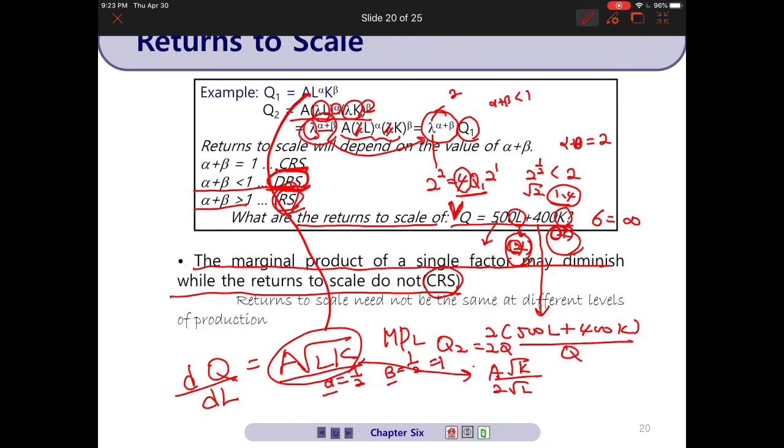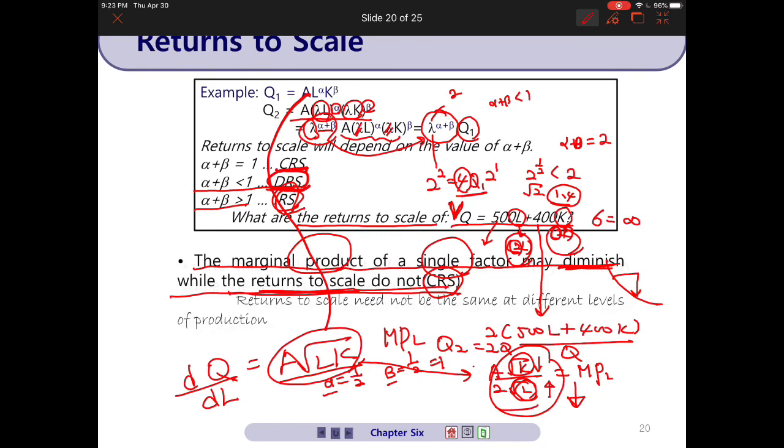What's the property of the marginal product of labor? As you increase labor, think about the isoquant. As you increase labor, you have to decrease K, right? As you increase L, this one becomes greater, and at the same time, you have to decrease this one. Then the whole value will diminish. So the marginal product of a single factor, labor, may diminish, but the return to scale does not.